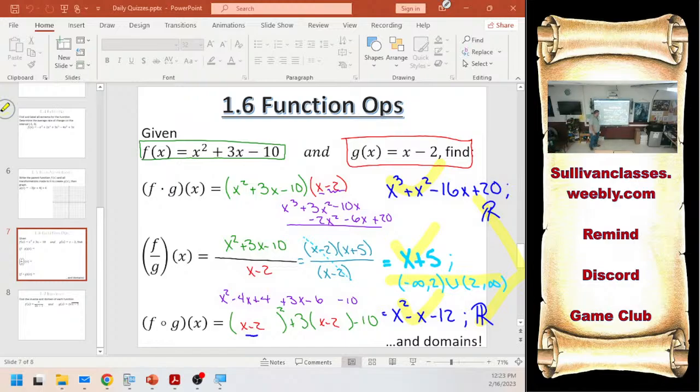Now, naturally, if you goof somewhere back here, it is going to mess with your answer, but 3 things and 2 kinds of domains.